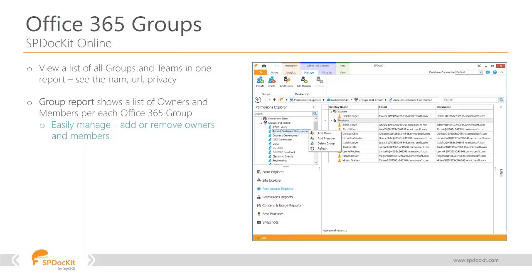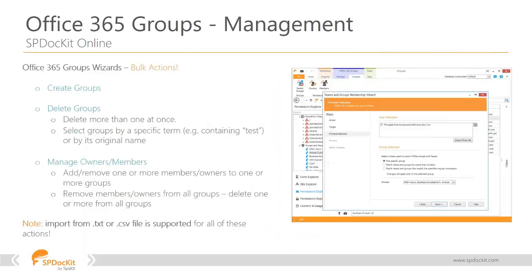So this screenshot on this slide shows you our groups and teams explorer. Here you can see a list of all groups and teams in one place. You can check their name, URL, privacy, and stuff like that. And then when you choose a specific group, in this case Annual Customer Conference, you will see who is the group's owner and who are its members, along with other important details. And directly from here you can easily add an owner, add a member, you can also delete the group and stuff like that.